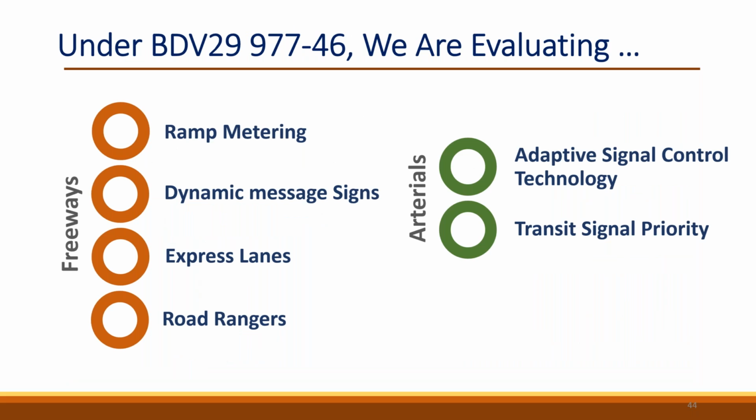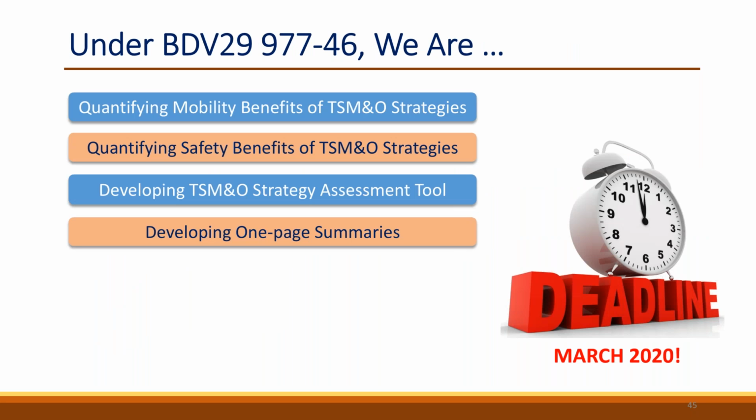So under this contract right now, we are evaluating these freeway strategies and the arterial strategies. These are all the strategies that we have been talking about: ramp meters, DMS signs, express lanes and road rangers. In arterials, we have ASCT, adaptive signal control technology, and transit signal priority. So under this contract, we are quantifying the mobility and safety benefits of TSMO strategies.